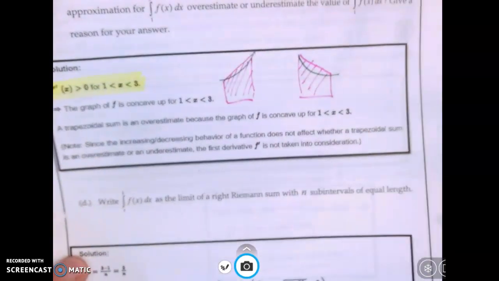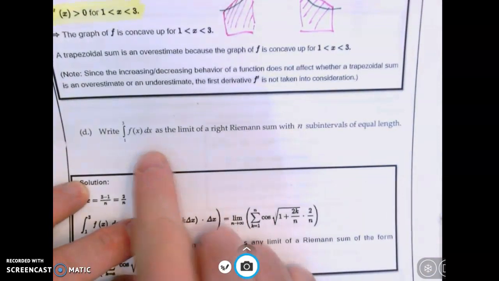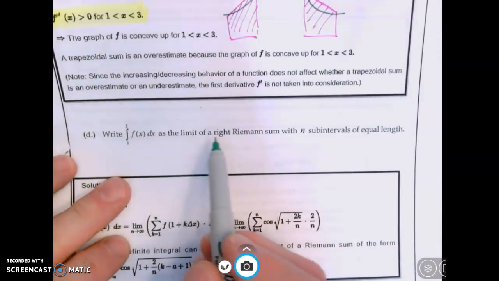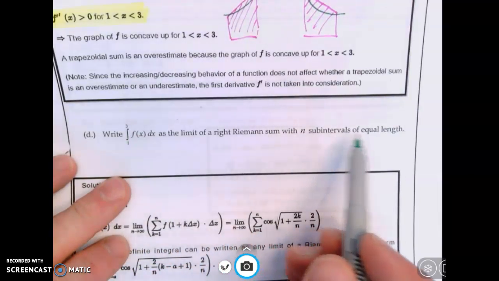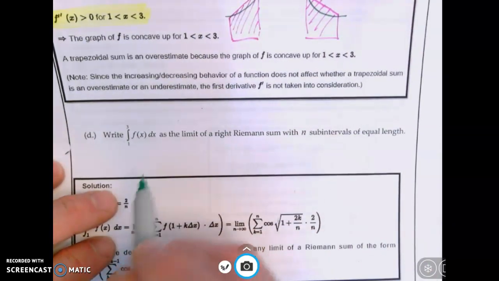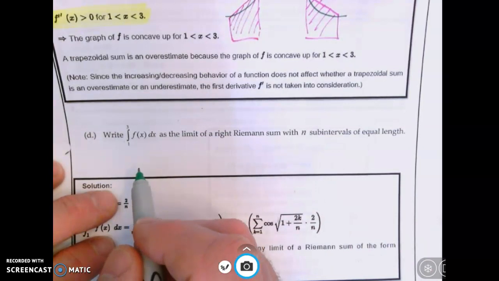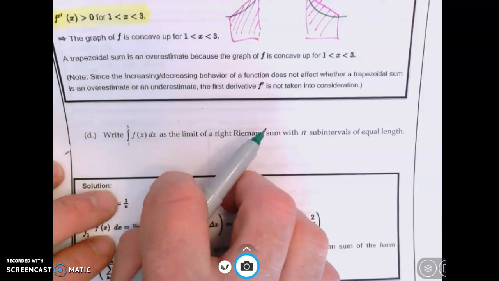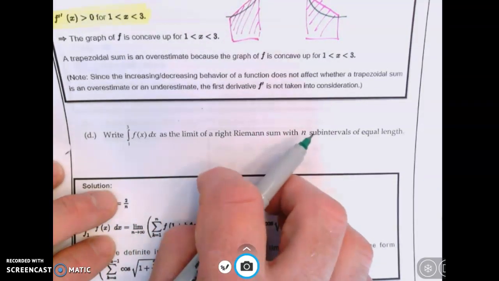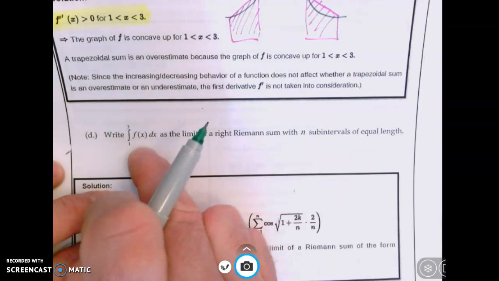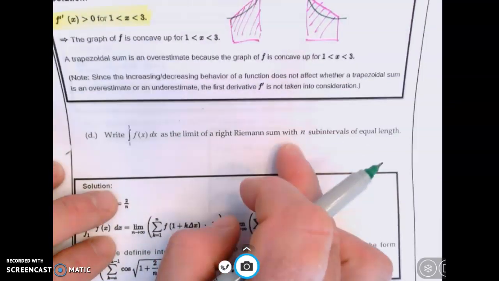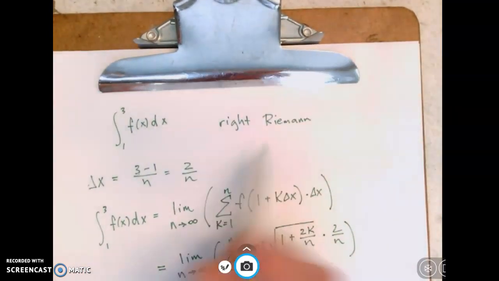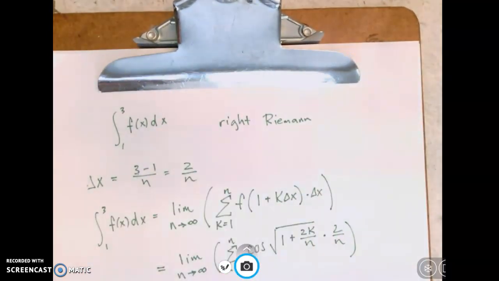Okay, part D says, write the integral from 1 to 3 of f of x dx as the limit of a right-hand Riemann sum with n subintervals of equal length. What we did on the previous problem in part A is we went from the right-hand Riemann sum with n subintervals, and we used limits to write the integral. Now we're going from the integral to the Riemann sum. So the first thing we need to do here is determine delta x.